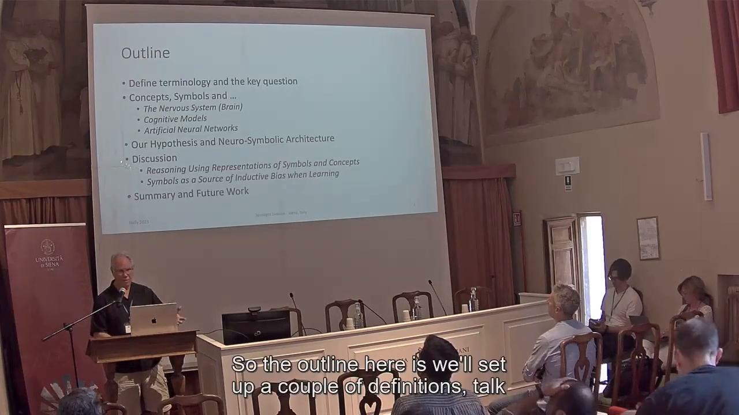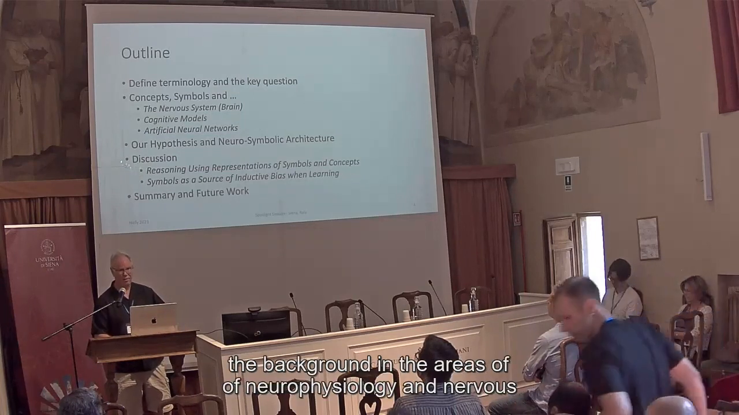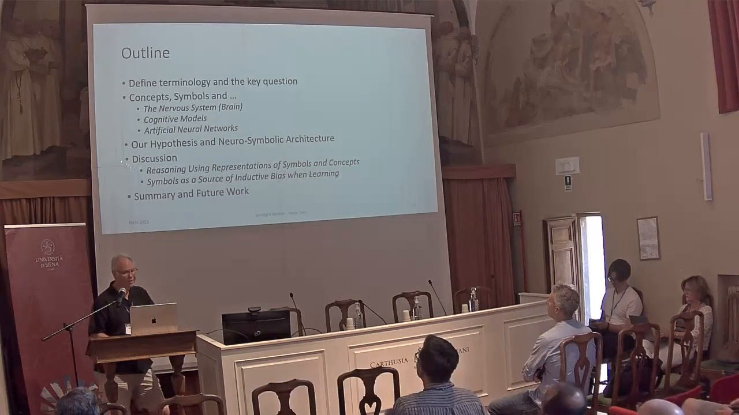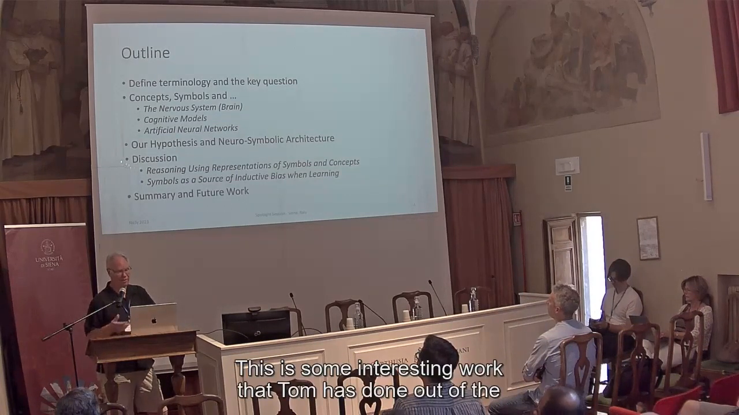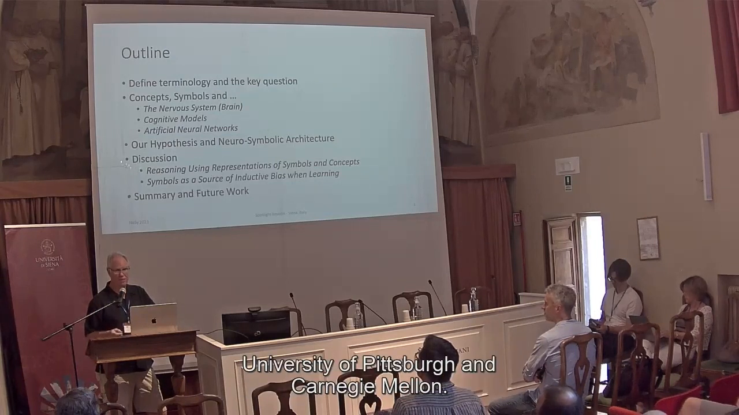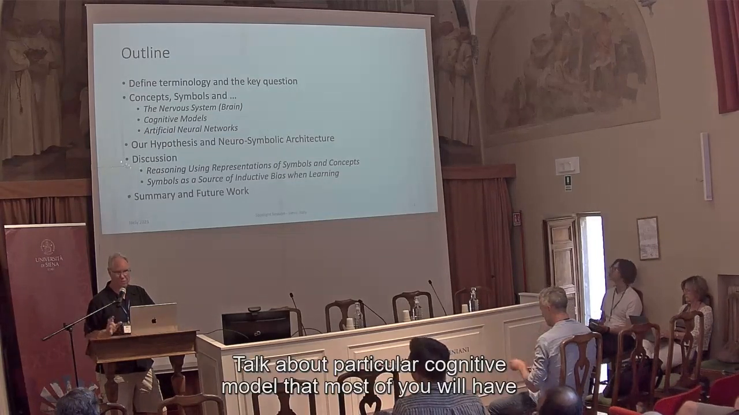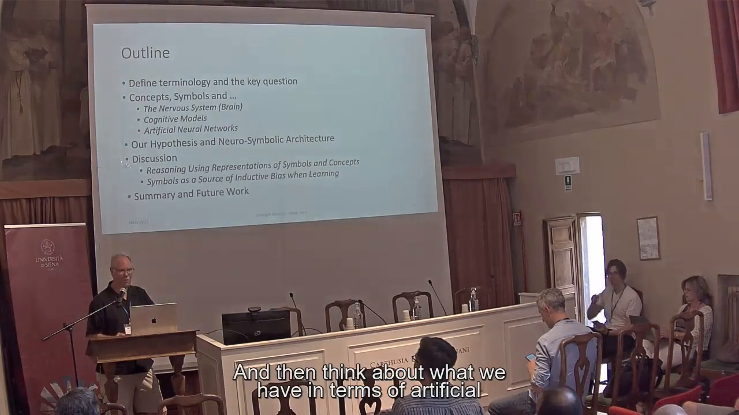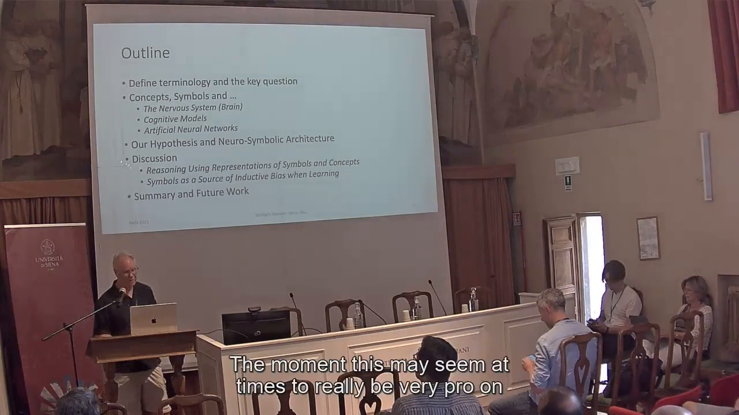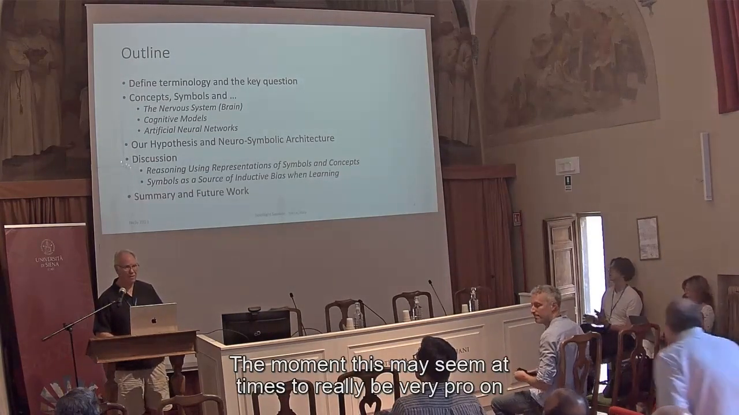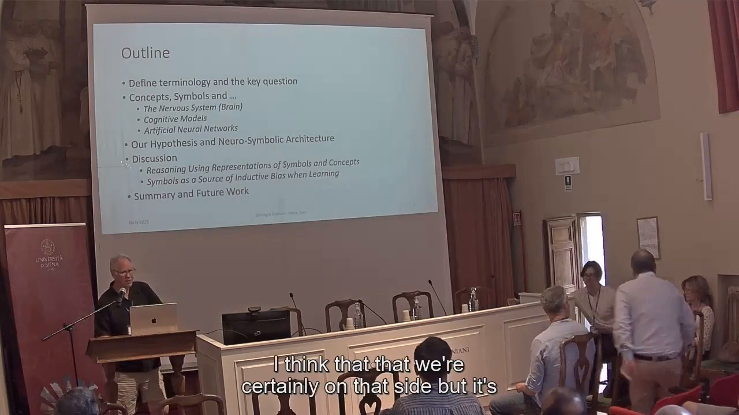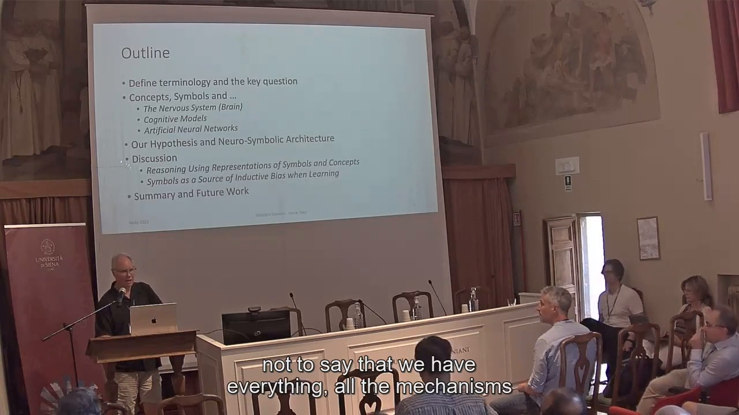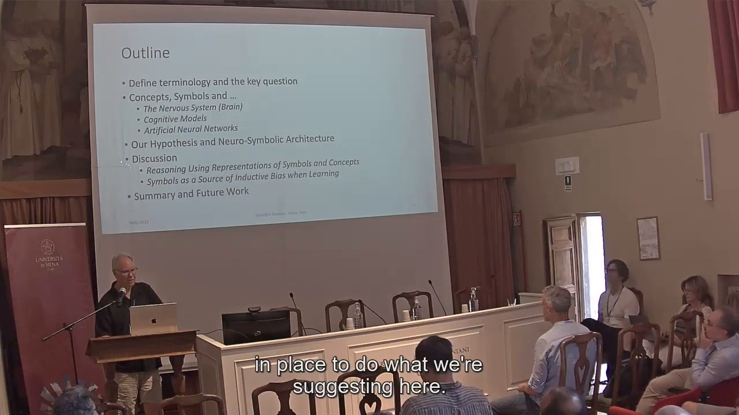So the outline here is we'll set up a couple of definitions, talk about the background in the areas of neurophysiology and the nervous system that we know. This is some interesting work that Tom has done out of the University of Pittsburgh and Carnegie Mellon. Then talk about a particular cognitive model that most of you will have heard of already, and then think about what we have in terms of artificial neural networks at the moment. This may seem at times to be very pro neural networks. I think that we're certainly on that side, but it's not to say that we have all the mechanisms in place to do what we're suggesting here.